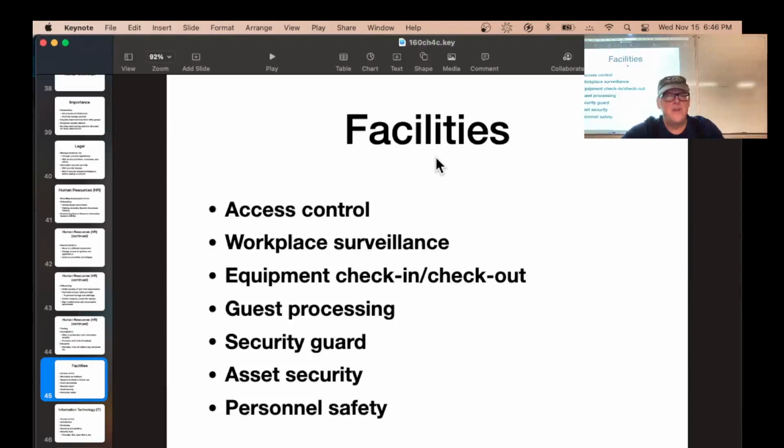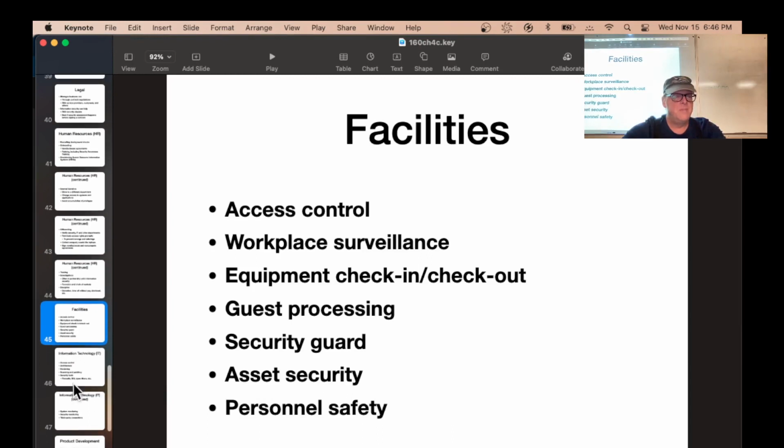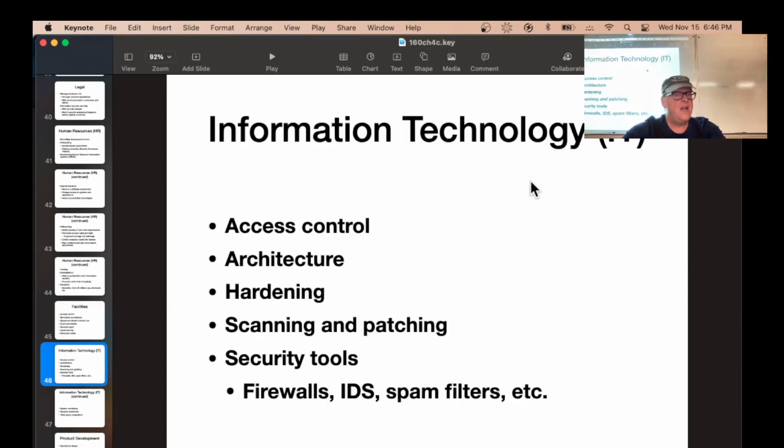Anyway, so you got your facilities, your physical facilities. Consider, is there surveillance? How do they control who gets in? What about equipment, guests, security guards, and all this? There's physical safety there. And your information technology, you have the same issue. How do you control who gets at the servers? How are they attached? Are there security tools like IDS and spam filters and firewalls?